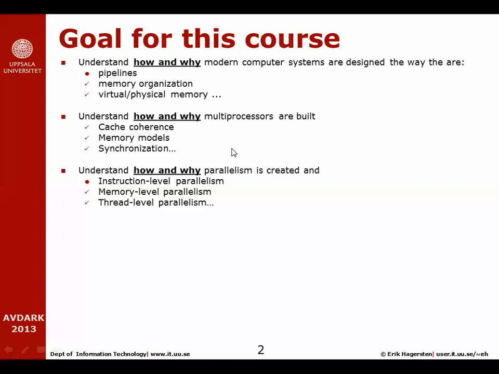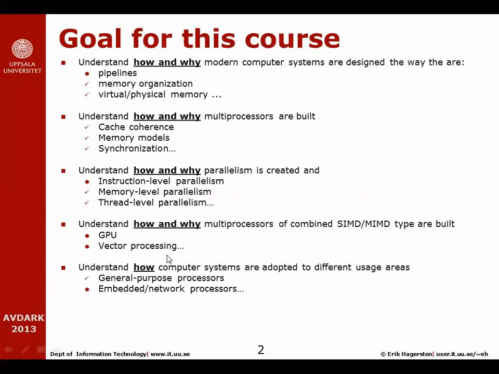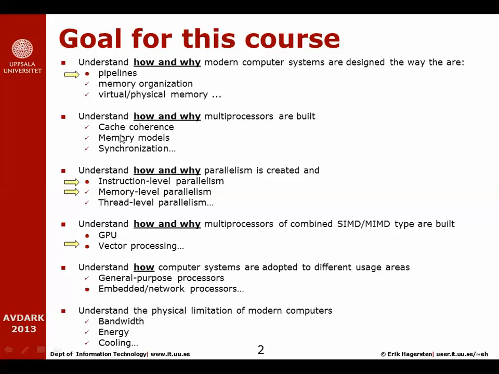We have discussed two out of the three parallelisms that we will cover in this course: memory level parallelism and thread level parallelism. We have not discussed either GPUs or vector processing. We have looked a little bit at how general purpose processors are designed, and we have had some discussions about bandwidth, energy, and cooling, and some other physical limitations that we have to design around when we design new computers.